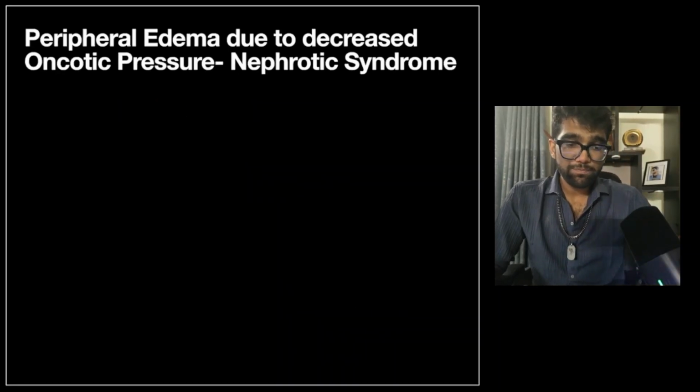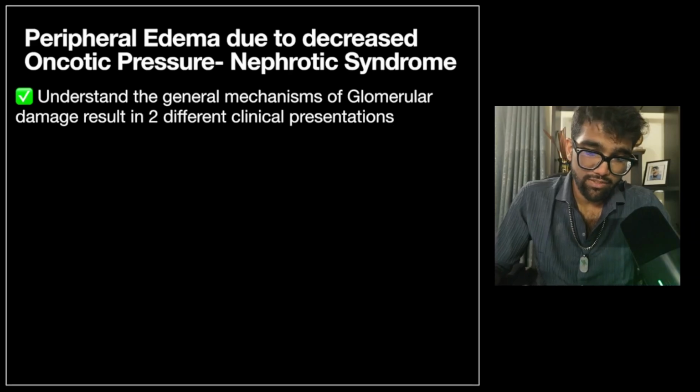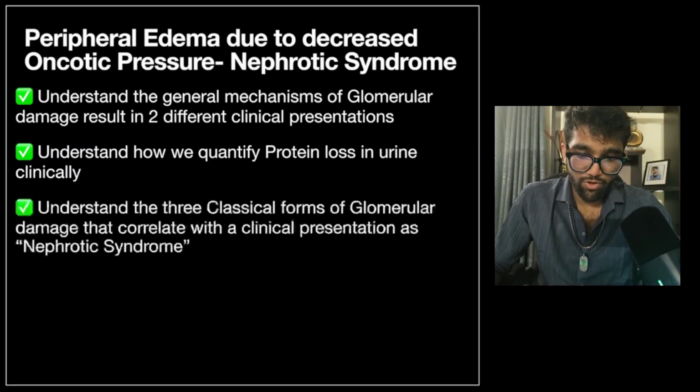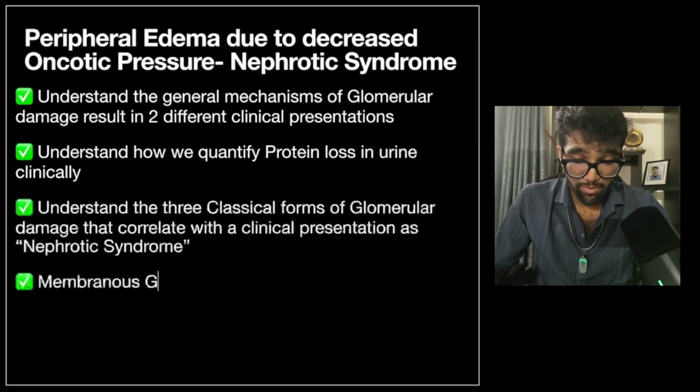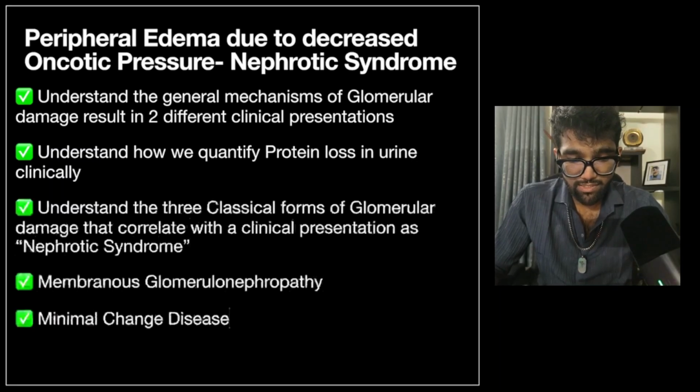Now we've understood the general mechanisms of glomerular damage that result in these two different clinical presentations. We've understood how we quantify protein loss in urine clinically. We've understood the three classical forms of nephrotic syndrome, of which we've discussed in detail membranous glomerulonephropathy and minimal change disease. Now we're going to discuss focal segmental glomerulosclerosis.